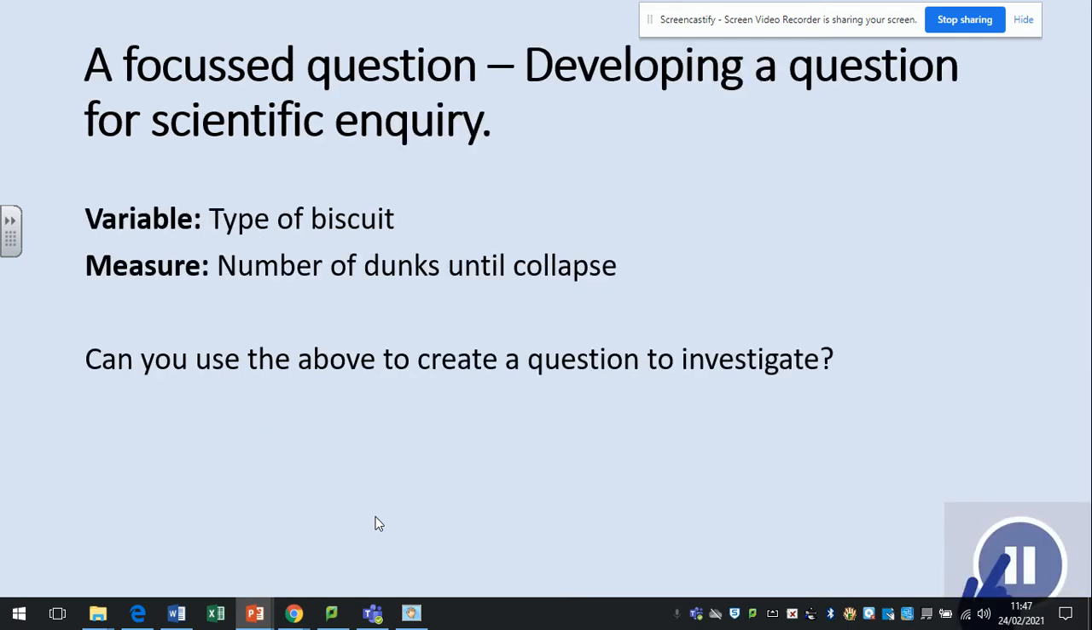Okay. So a focus question. So taking a general question at the start and developing it into a question for scientific inquiry. Okay. So our variable is the type of biscuit and our measure is the number of dunks until collapse. So can we use the above to create a question to investigate? Pause now and have a go.